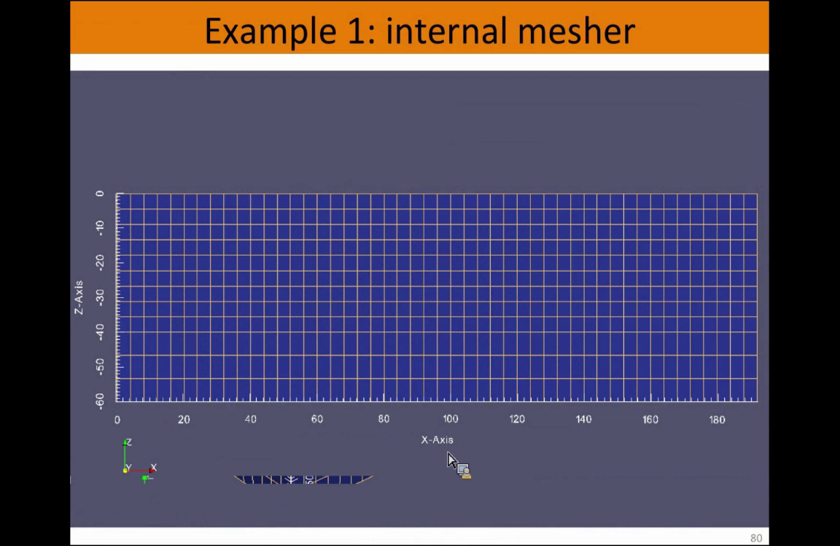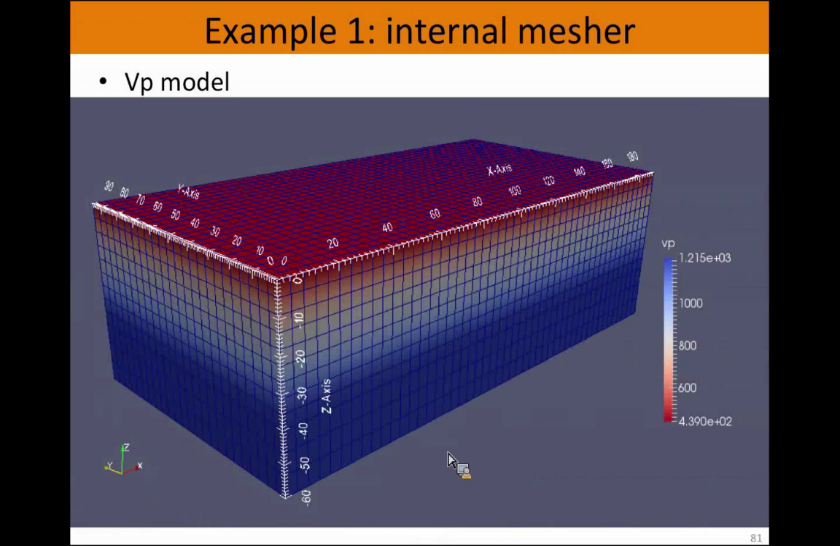This is again the vertical slice of the mesh. And at the second step of the workflow, because we use the internal mesher, SPECFEM will interpolate the velocities. Here is the VP model on that mesh. So you see the P-wave velocities differ from about 500 meters per second to 1200 meters per second. So low at the surface and then getting faster. The mesh is overlaid with the velocity model at step 2.